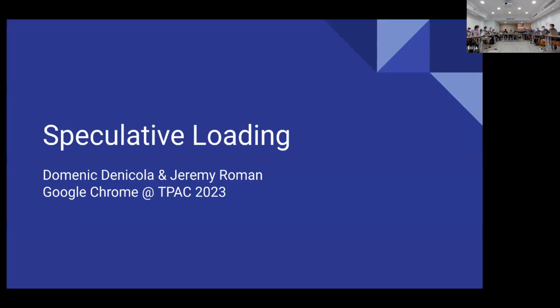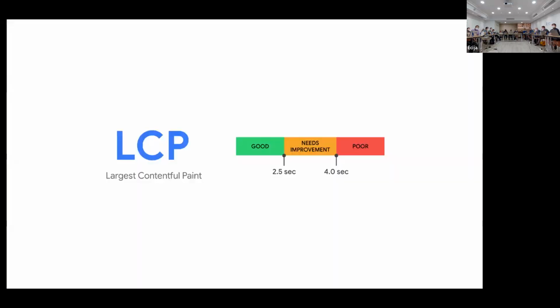Hi, I'm once again Jeremy Roman on the Chrome team. We're talking about speculative loading, basically how to make navigations go fast by doing stuff sooner. Page load time matters to users, authors, and user agents. LCP, I'm sure most of you have heard of it, is one key way that we measure how long it takes before a page appears substantially loaded to the user.